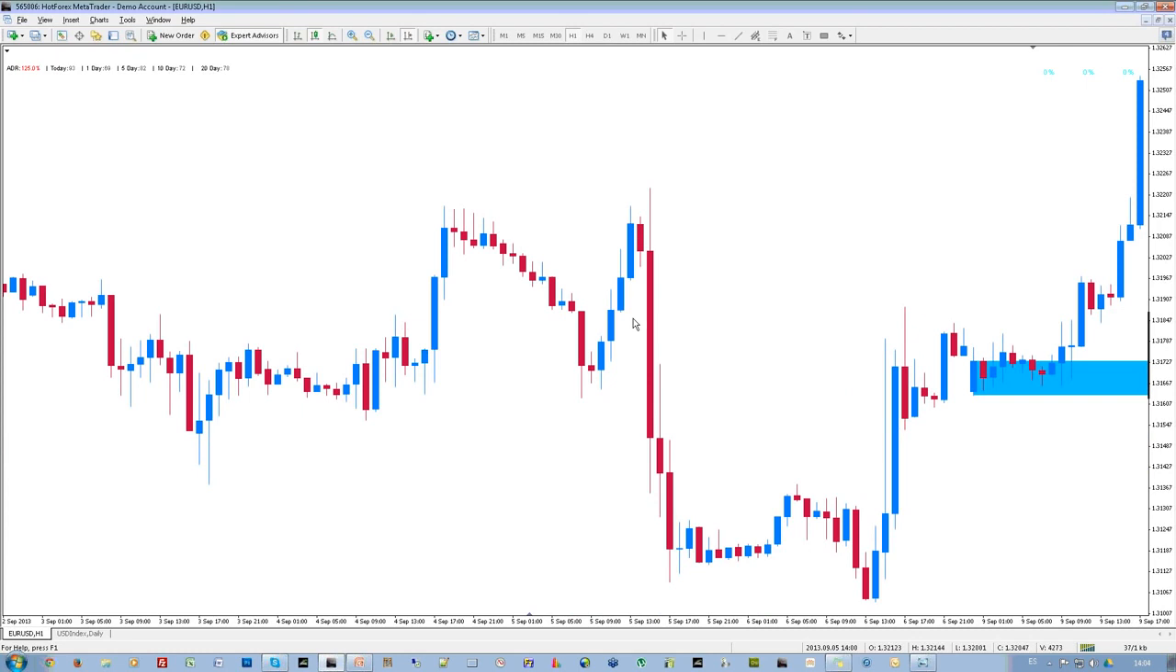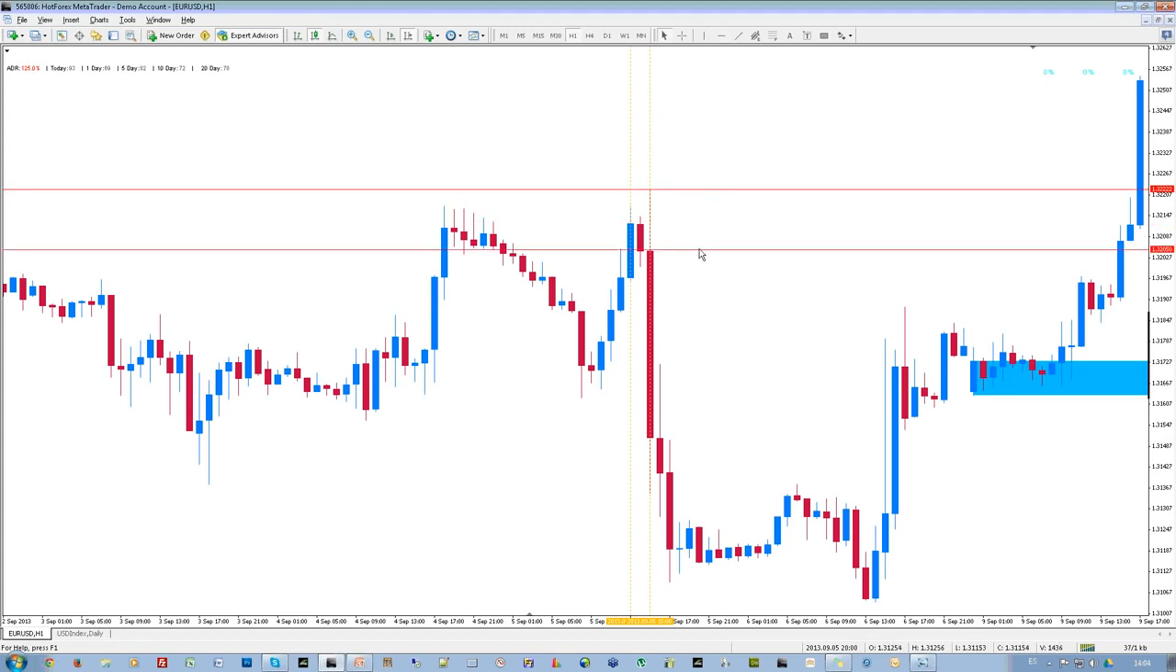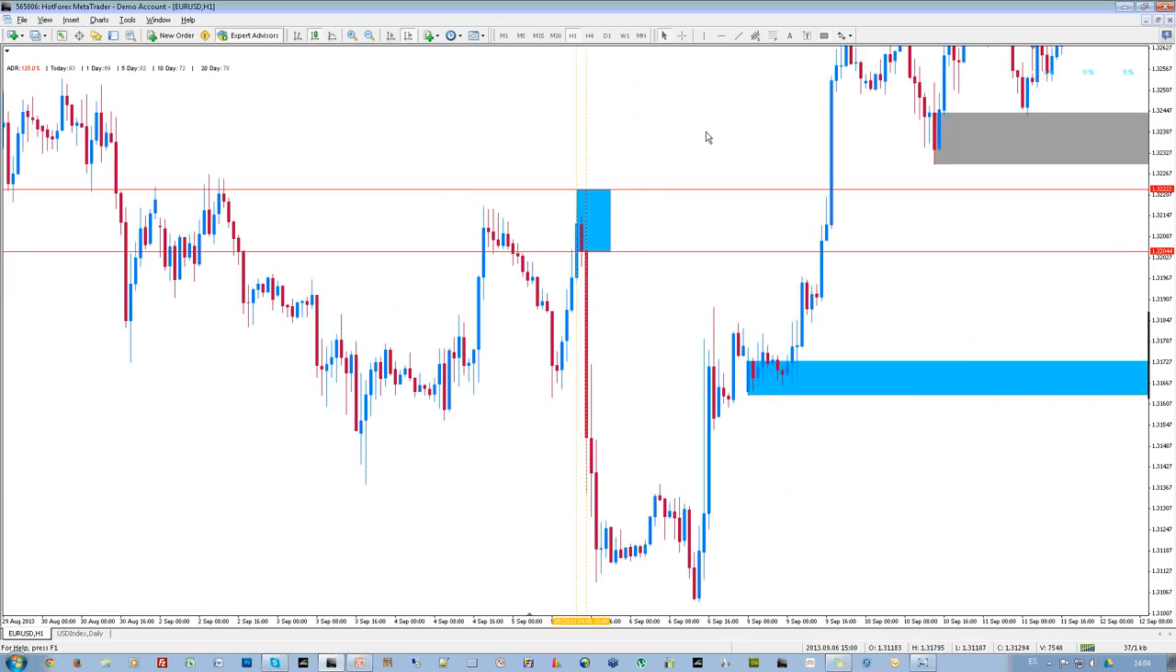Okay, this is a good one. A rally, a base, and a drop. Supply area. Okay. So we draw a vertical line here. We clone it, and these are the two legs. This first leg, second leg, and then this is the area. Like that. Okay.